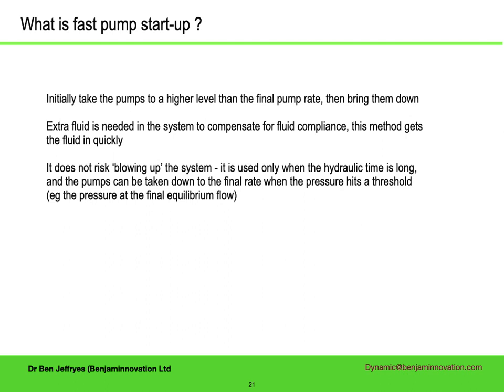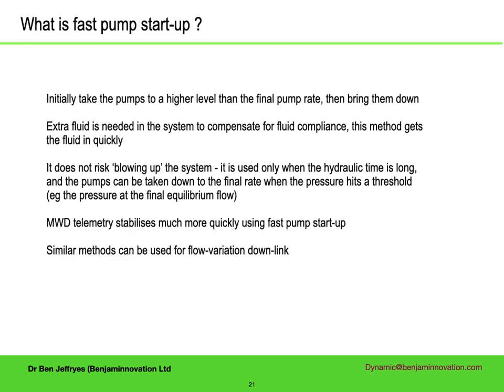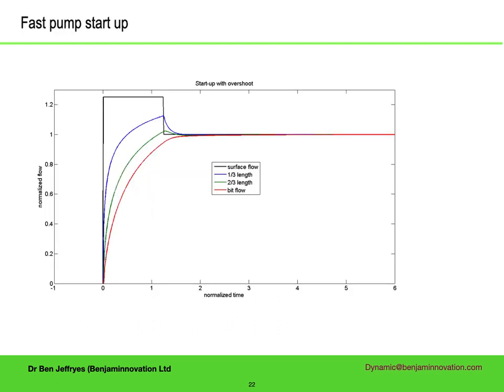It means that MWD telemetry can be stabilized much faster, and this has been successfully tested on a long well in the North Sea. The same methods can be applied to produce more precise transitions using flow variation downlink, though this would have to be automated. Let's look at what this means.